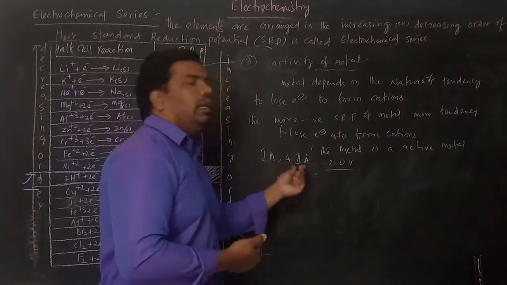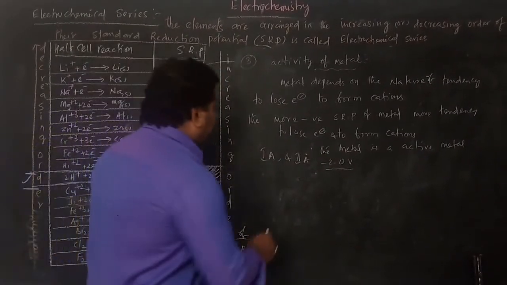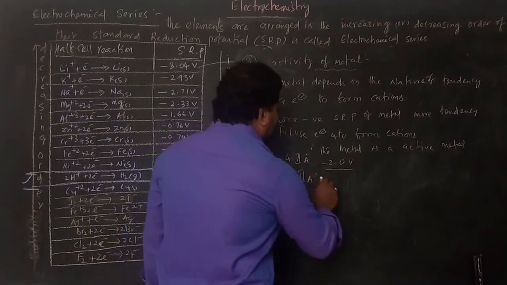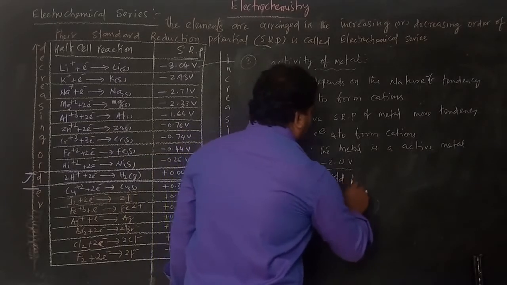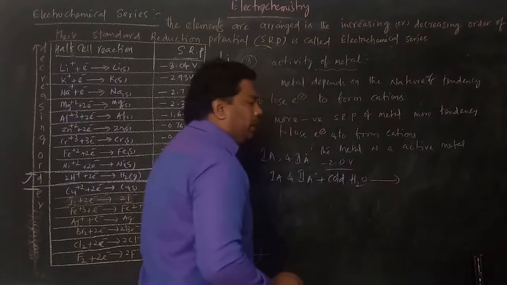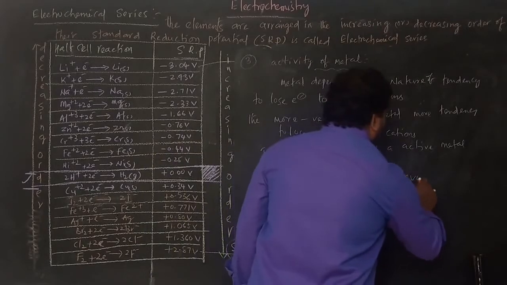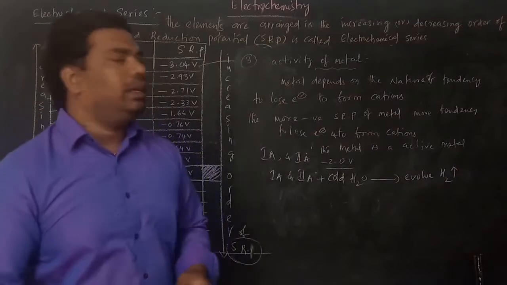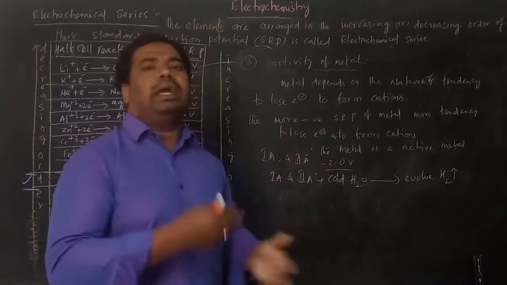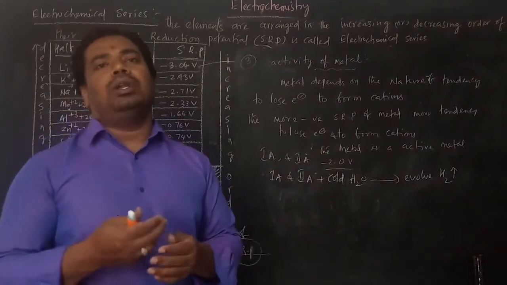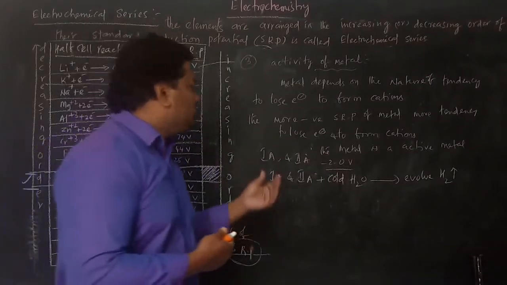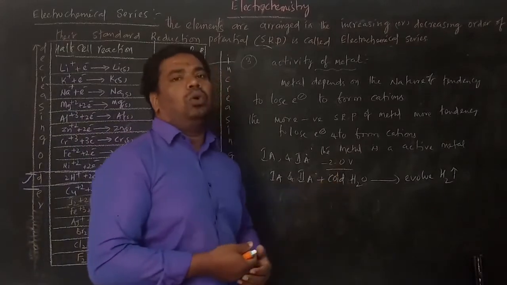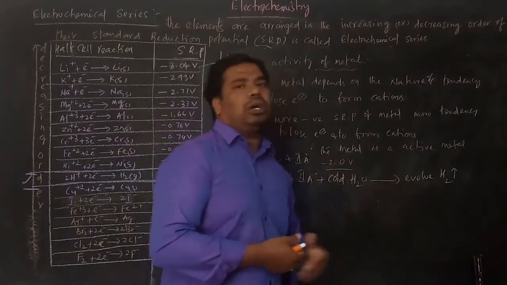So these alkali and alkaline earth metals react with cold water. The first and second group elements react with cold water to evolve hydrogen gas easily. So the metals which have more than minus 2.0 standard reduction potential, like the first and second group elements, react with cold water and evolve hydrogen gas.